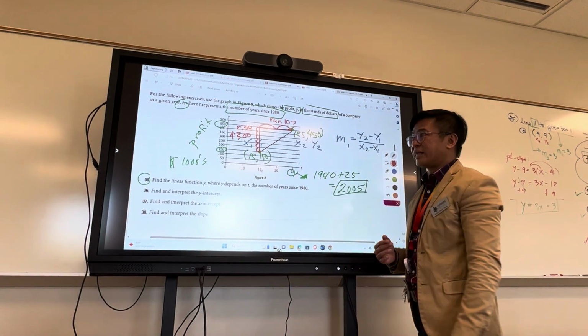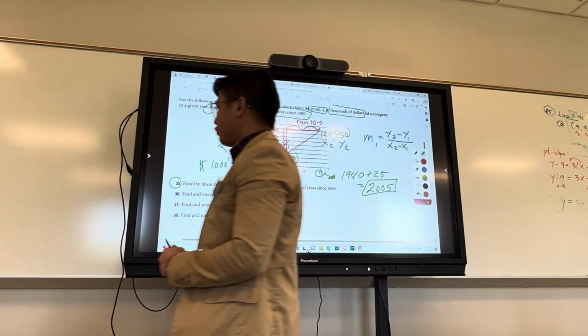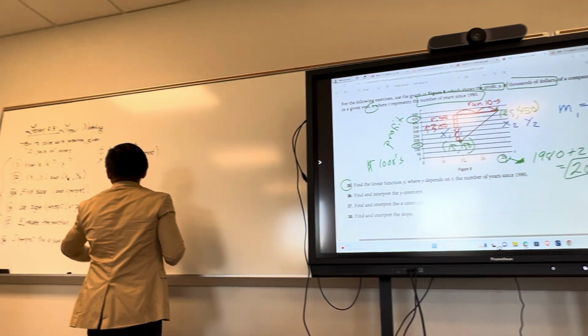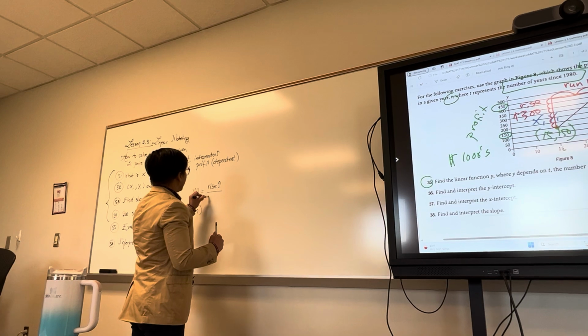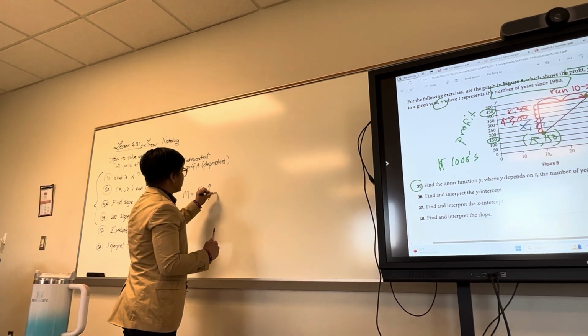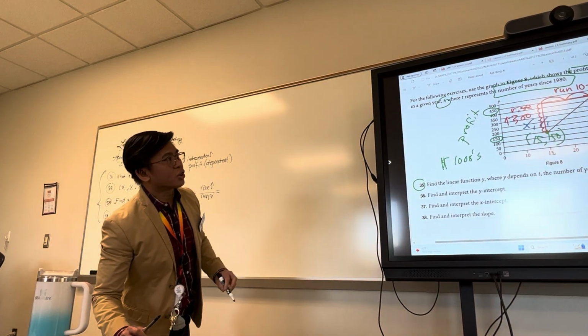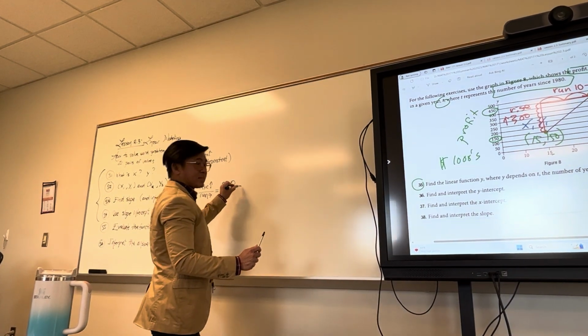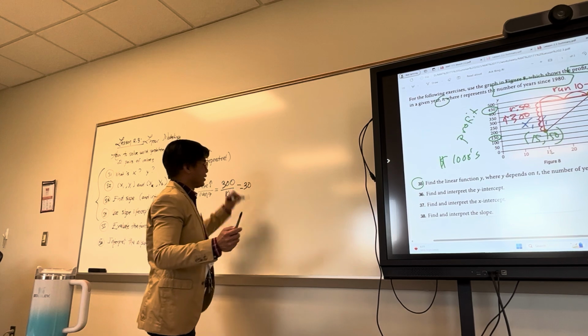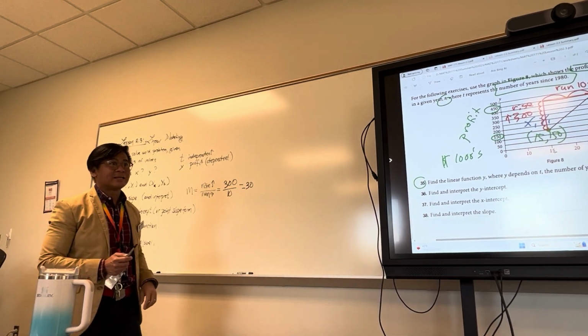Good. So with that being said, therefore in here for our slope, rise over run. Rise over run is equal to, what's that again? 300 over 10, right? Very good. 30, Madeline. Right. Get it?